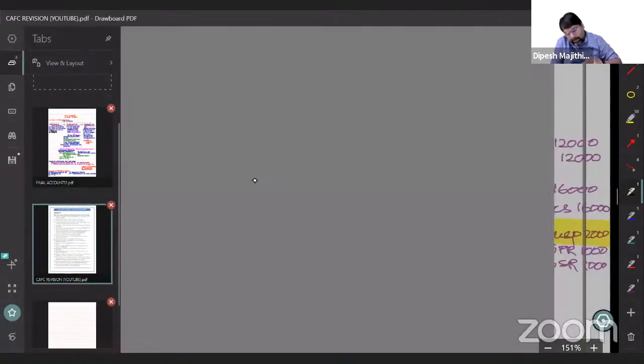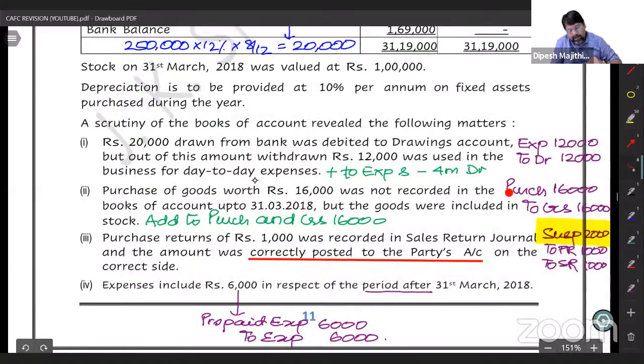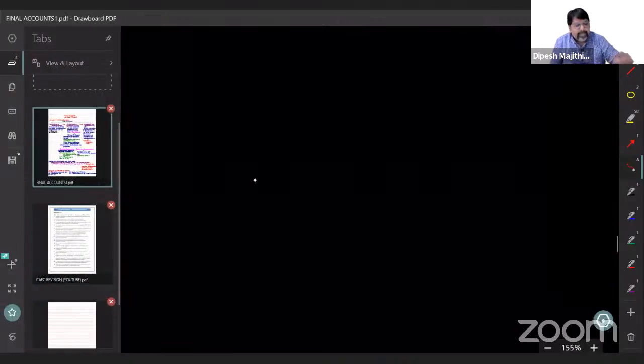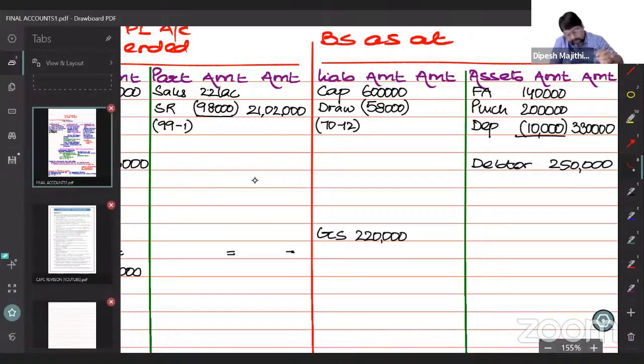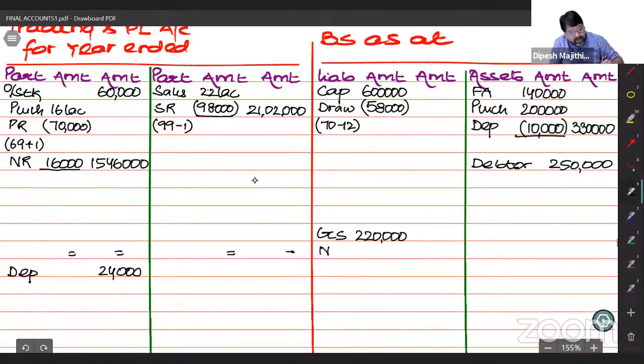Can we see purchase to creditors? So creditors will also increase. Purchase will increase, creditors will increase. Correct. So creditors plus not recorded, 36.